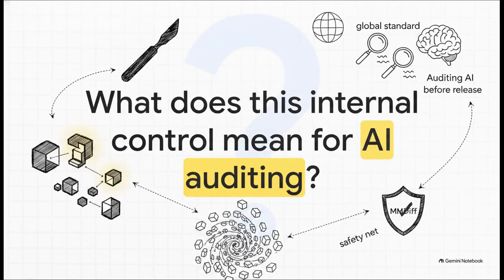So let me leave you with this final thought. Now that we have the scalpel to surgically dissect, understand, and steer AI behavior at the feature level, how is this going to reshape the future of artificial intelligence? Will this level of control become the new global standard for auditing AI before it's released to the public? As models get infinitely more complex, tools like MMDiff might just be the most important safety net we have.